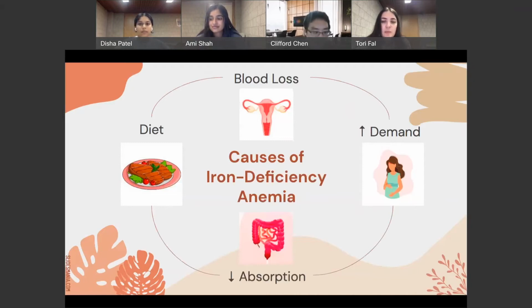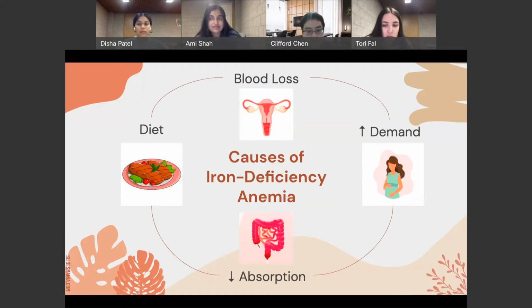Patients may develop iron deficiency for a multitude of reasons. Generally, these can be categorized into four categories: blood loss, increased demand, decreased absorption, and diet. Because iron is in our blood, when we lose blood, we also lose iron. So examples of this would be the menstrual cycles. Increased demand for iron may manifest through instances such as pregnancy. Growth of the fetus and placenta require a higher quantity of resources than normal, leading to iron deficiency.